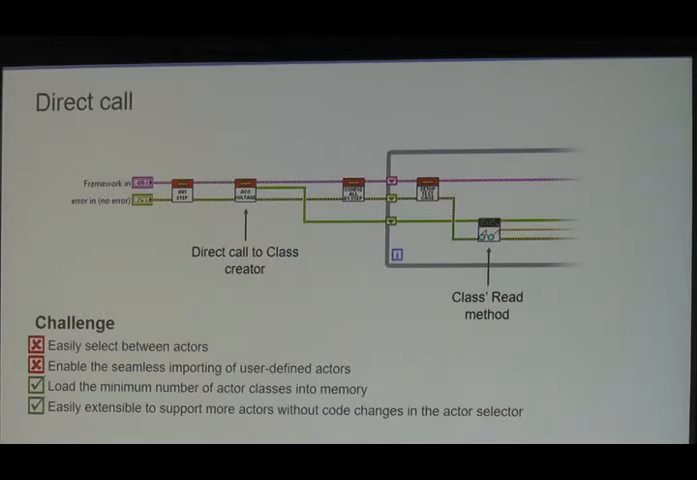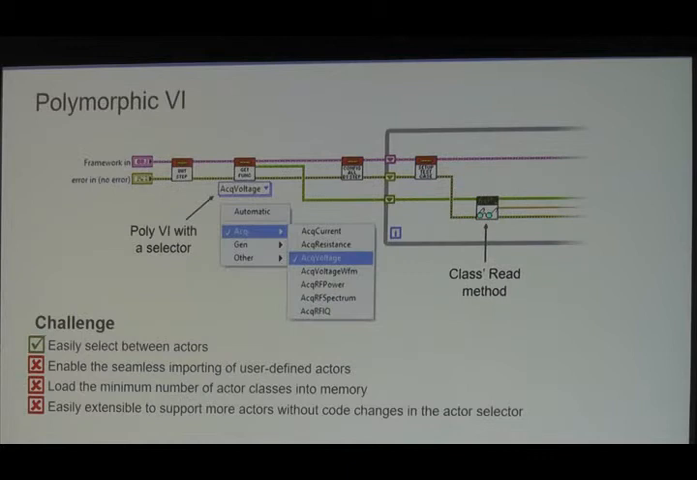And the enable the seamless importing of user-defined actors, that wasn't really seamless to us. We had to go and find this new loader or override the factory every time someone wanted to change this. So we didn't really like that. But it did allow us to load the minimum number of actors into memory because this can output a single wire if we want. And then easily extend this for actors. So we can do that.